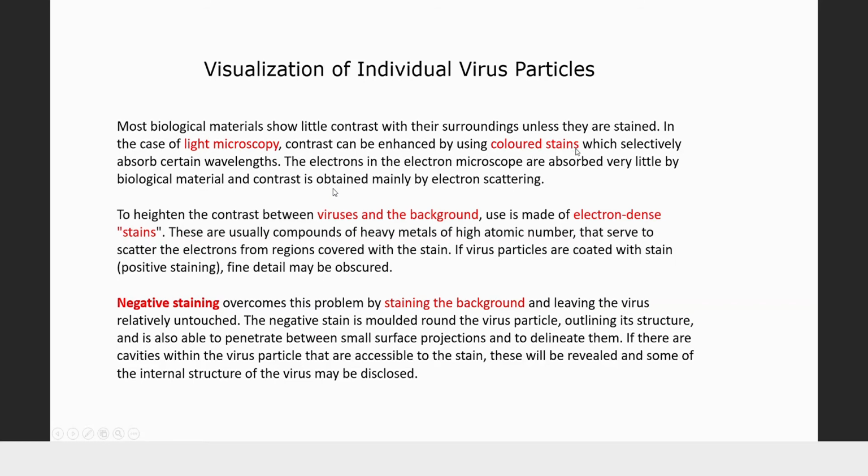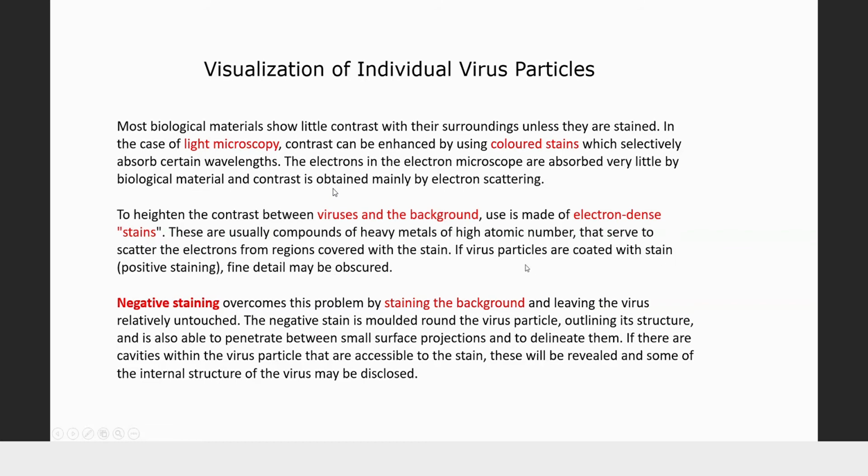Okay, I think you have experienced examining histosections. You examine them under the light microscope and they are stained with H&E, hematoxylin and eosin staining, right? Okay, similarly with EM, it has to be stained. To heighten the contrast between viruses and background, use is made of electron dense stain. They are usually compounds of heavy metal of high atomic number that serve to scatter the electrons from regions covered with the stain. If virus particles are coated with a stain, the fine detail may be obscured.